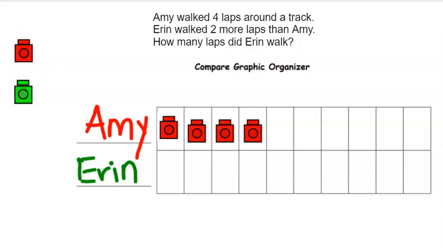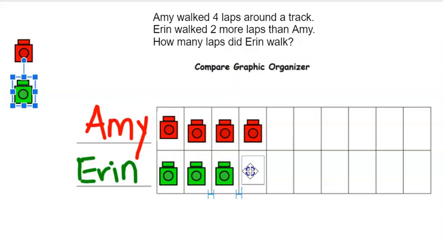What do we know about Aaron? We know that Aaron walked 2 more laps than Amy. So how many should we put in for Amy? Let's look and see what it would be if they were the same. How many would I put over if it were the same number of laps? That's right, 4. Count with me. 1, 2, 3, 4.